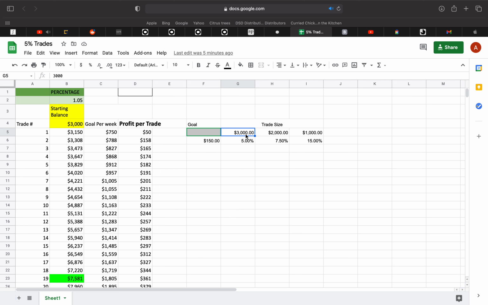For example, with a $3,000 account, 5% is 150. But to get that same 150 for a $1,000 account trade, that'd be a 15% gain. That's still doable, but it's a little bit riskier.